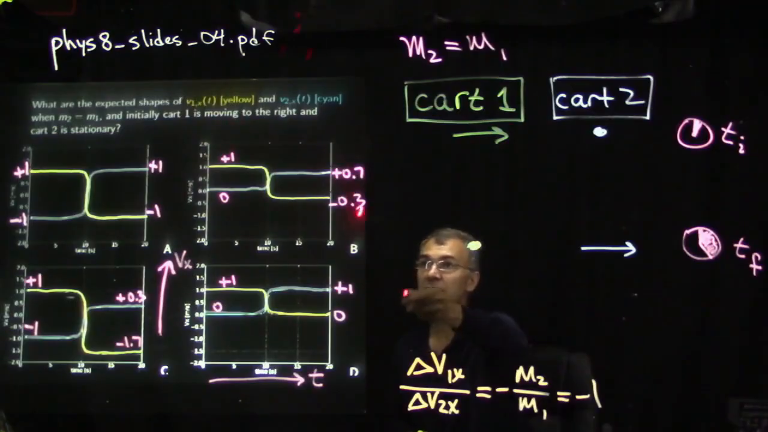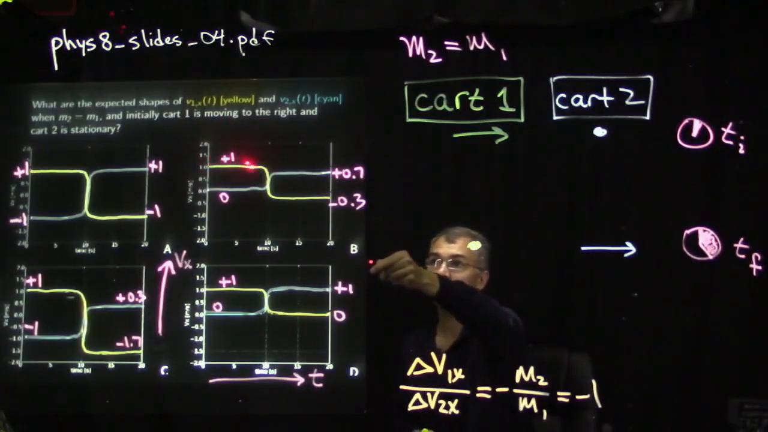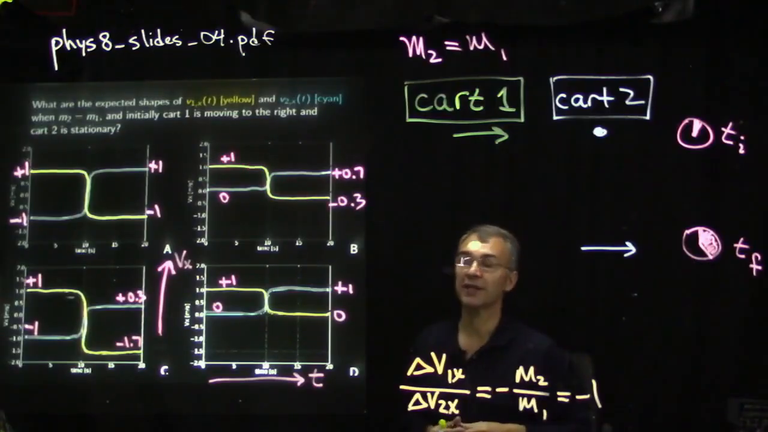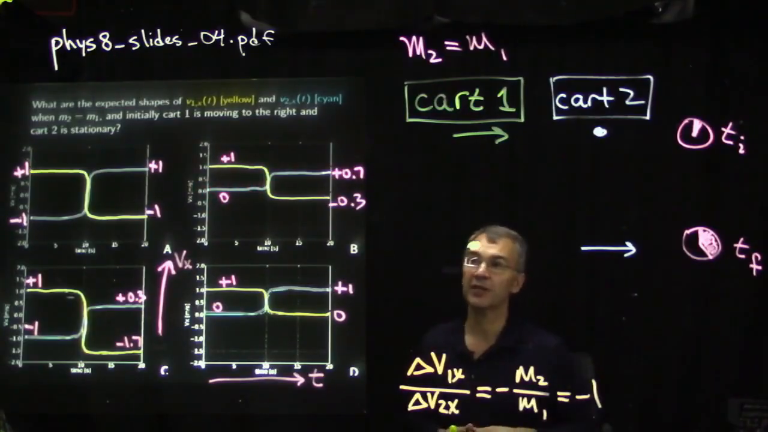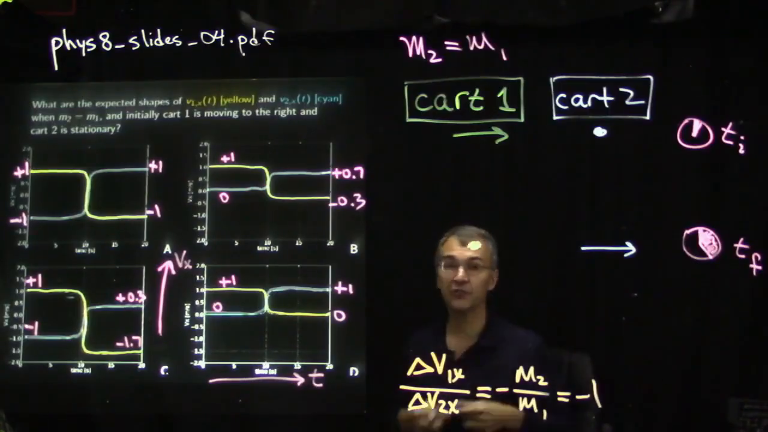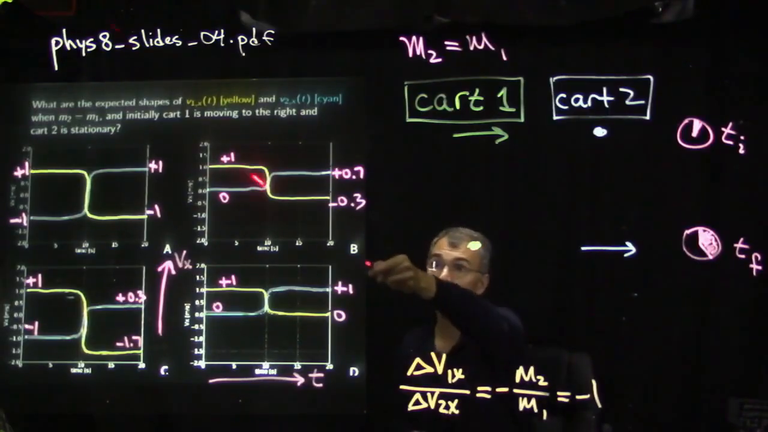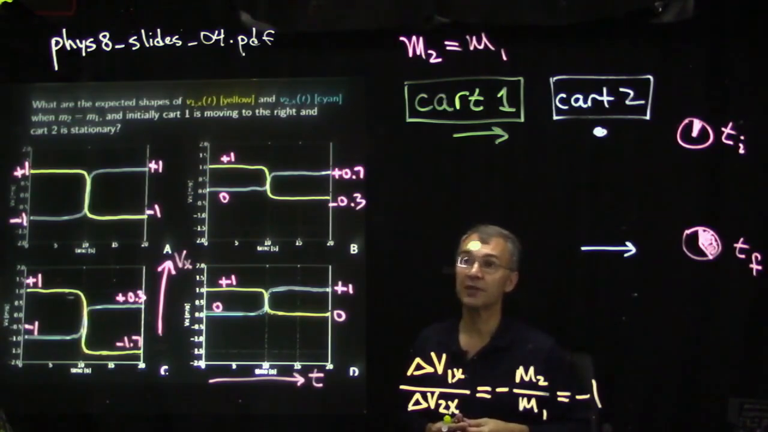And let's look at graph B here. Cart 1 goes from +1 meter per second to -0.3 meter per second. That's a change of -1.3 meter per second. Cart 2 goes from 0 meter per second to +0.7 meter per second. That's a change of +0.7 meter per second. The changes do indeed have opposite sign, but the velocity change for cart 1 is twice as big, within rounding, as the change for cart 2. That would only make sense if cart 2 had twice the mass of cart 1, but we said that the 2 carts have the same mass, so we can rule out B.